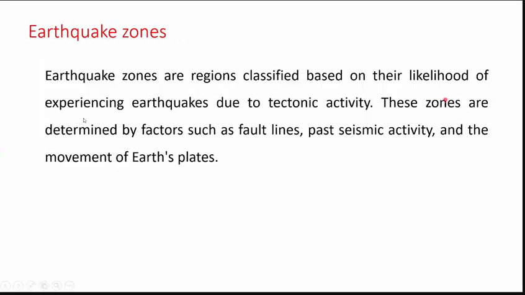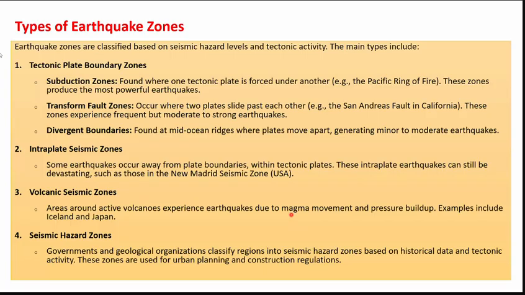Earthquake zones are regions classified based on their likelihood of experiencing earthquakes. If I ask you, do you have an earthquake zone in Nigeria? I think the answer is no. So, likelihood of experiencing earthquake due to tectonic activity. These zones are determined by factors such as faults, past seismic activity, and also movement of earth plates. That is the plate tectonics that I spoke about. Earthquake zones are classified based on seismic hazard level and tectonic activity.